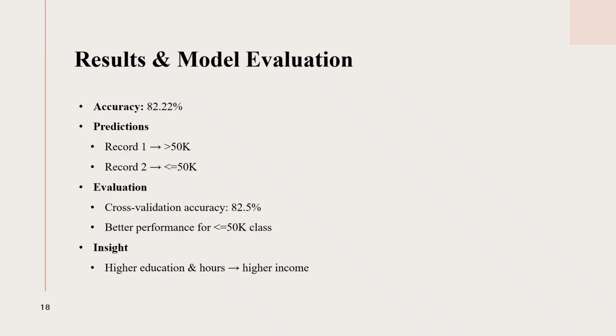However, when we analyze the classification performance in more detail, we can see that the model performs better for the lower income group. This is because the dataset contains more records in the less than or equal to 50K category, which creates class imbalance. So the model achieved higher precision and recall for the lower income class, meaning it correctly identified most of those cases. However, recall for the higher income class was lower, which means that some higher income individuals were misclassified.